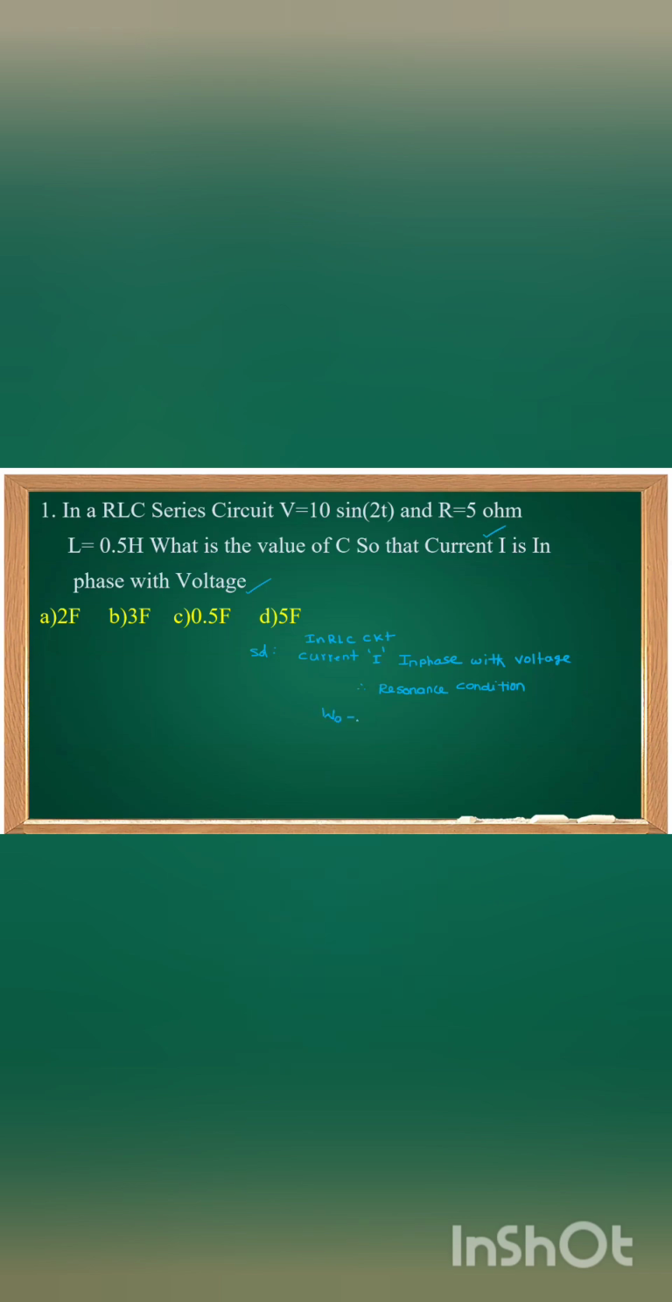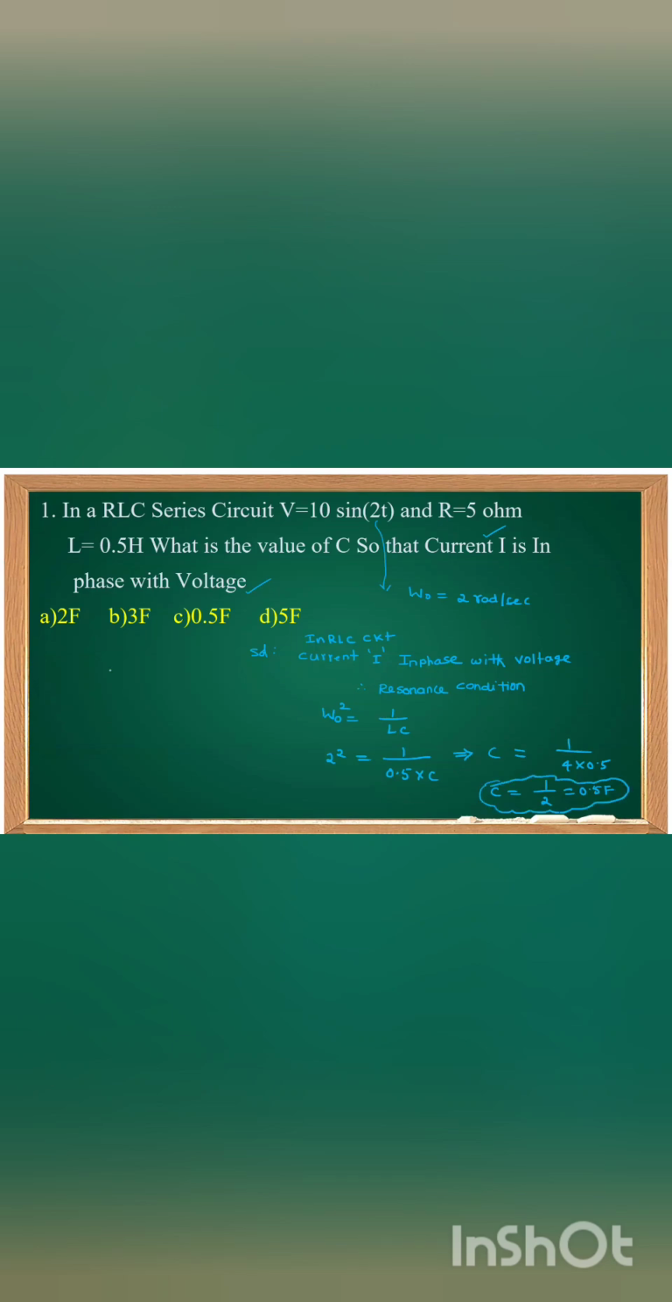The resonance condition is omega naught square equals 1 by LC. But what is the frequency here? 2 radians per second. Substituting, 2 square equals 1 by 0.5 into C. Then C equals 1 by 4 into 0.5, which equals 1 by 2. How much do you get? 0.5 farads.